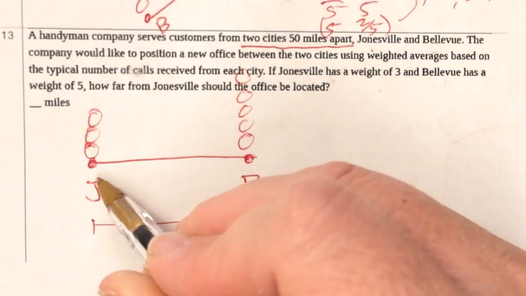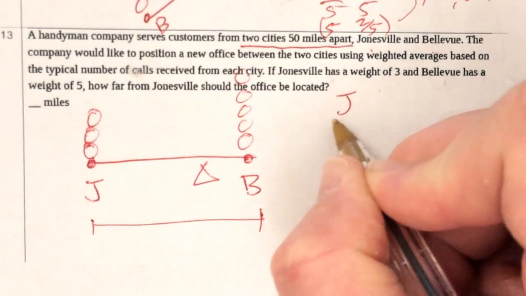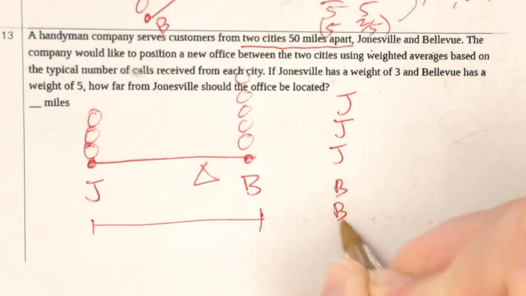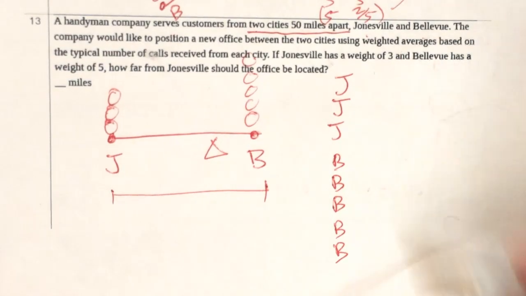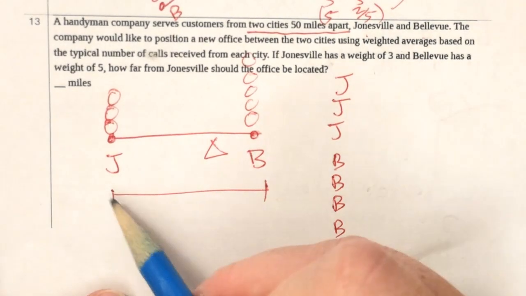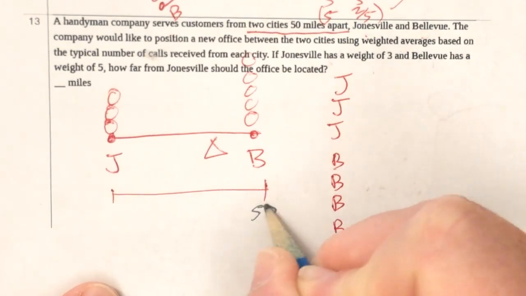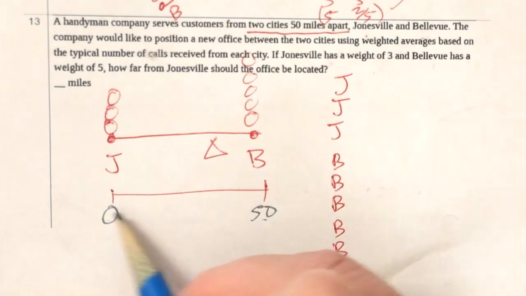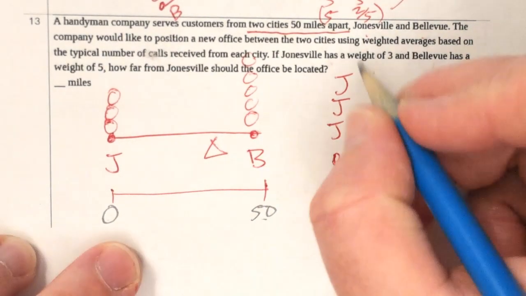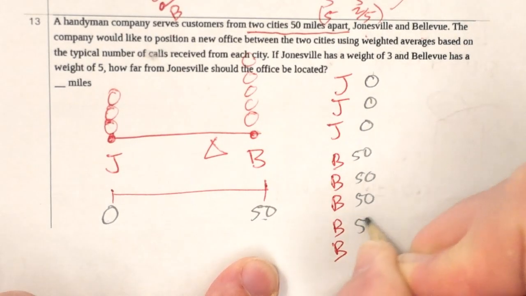So what are you closer to, J or B? You're going to be closer to the B because it weighs more. So we have 3 J's and we have 5 B's. And we're supposed to add those together, divide by how many we have. But where are they? Well, we know that this is 50 across, right? So if we put this on the number line, this would be 50, but what would this number be? Let's just make it 0. 0 to 50, and that's 50 apart. So J is 0, 0, 0, and B is 50, 50, 50, 50, 50.